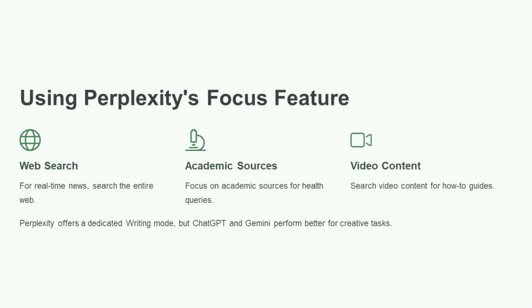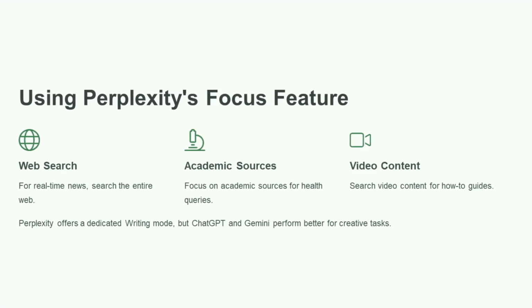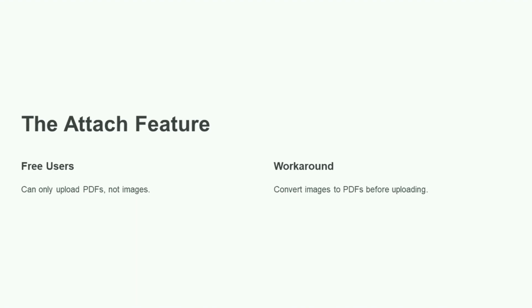For creative writing, Perplexity offers a dedicated writing mode. However, in my experience, ChatGPT and Gemini perform significantly better for these tasks. While free users can only upload PDFs, not images, a workaround is converting images to PDFs before uploading.